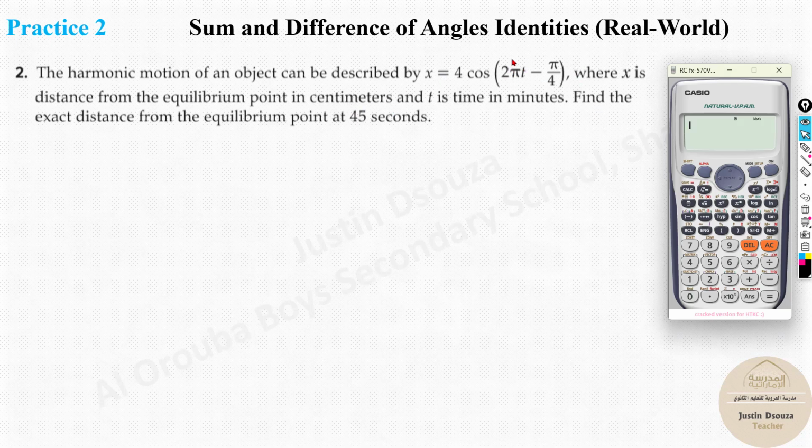Now here it is in pi. That means it's in radians. Okay. The most appropriate and the best way would be changing the calculator to radians, because whenever you see cos pi like this, just change it to radian.